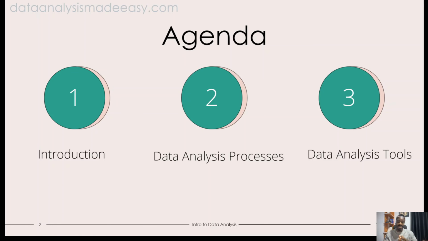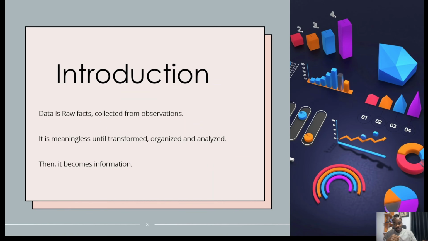The second thing is the data analysis processes. These are the processes that are involved in data analysis. And the third and last is the data analysis tools. These are the tools that we use to achieve the process of data analysis. So the first one here is the introduction.